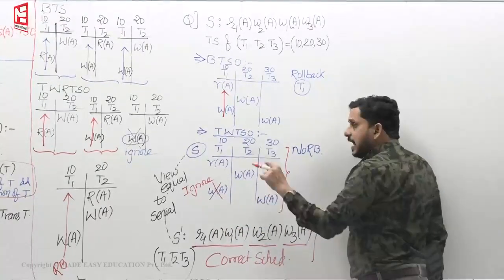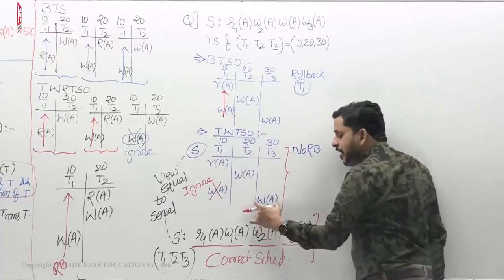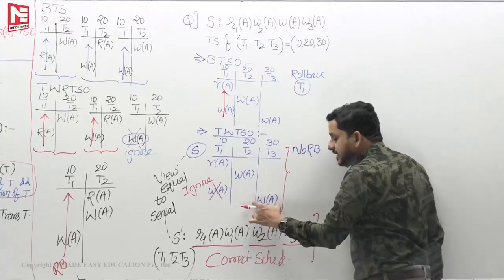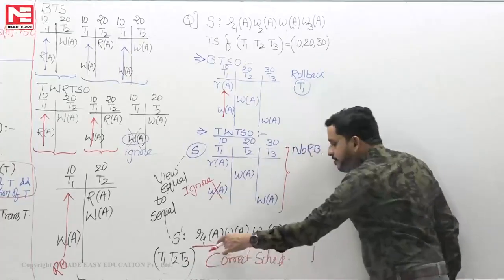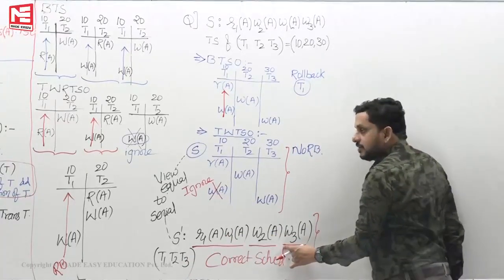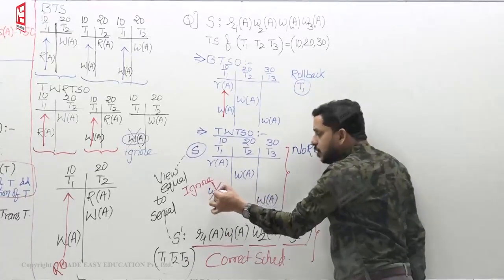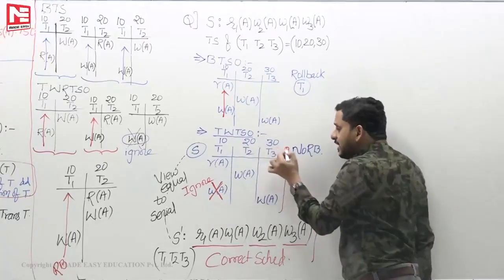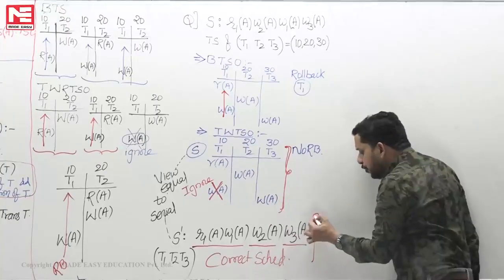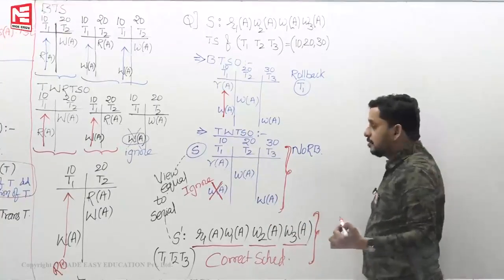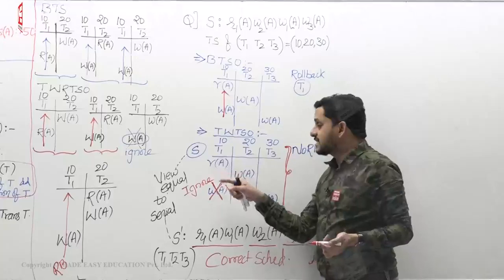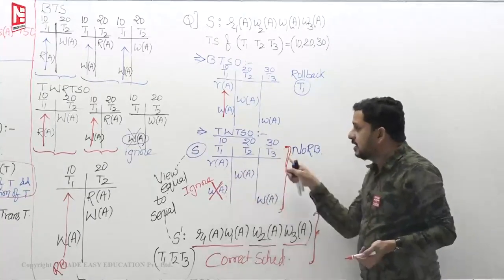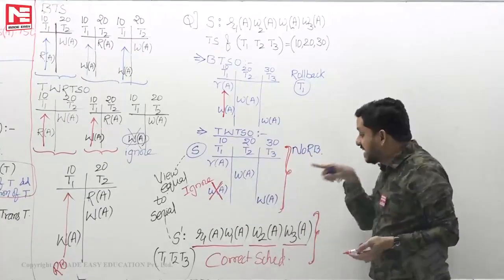Final write, according to the schedule S, final write of A is done by T3. According to the serial, final write is done by T3. Okay? So even if I ignore this write, still the result of the schedule is view equal to the serial. Okay, so then we can say, even if we ignore, still the result of the schedule is consistent.